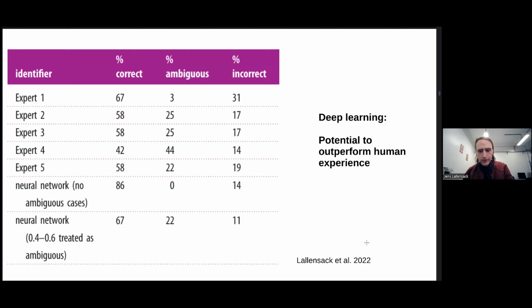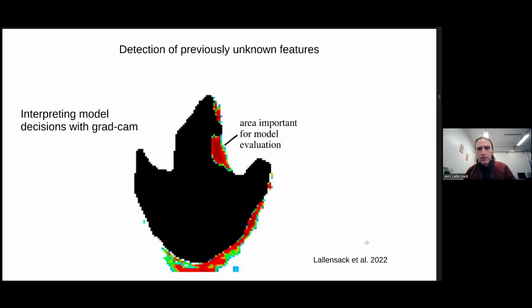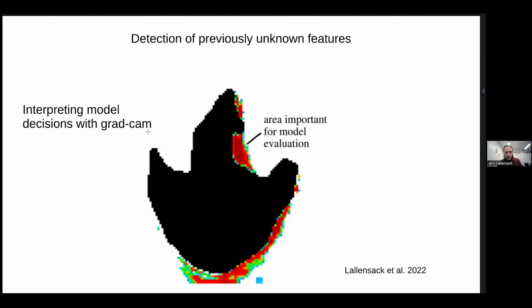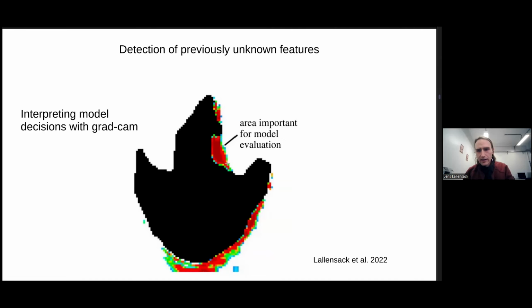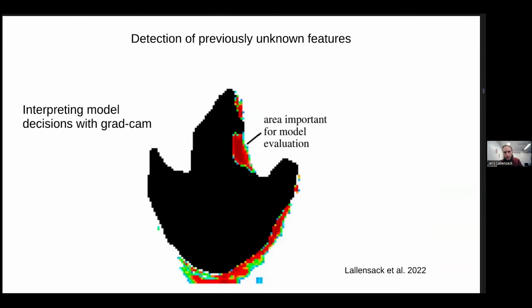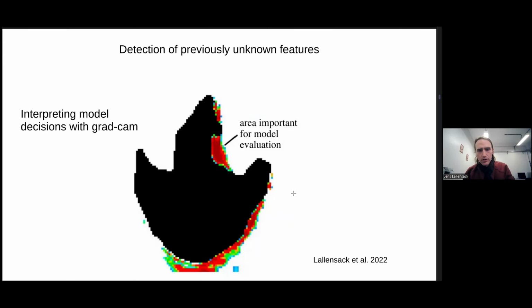So this shows there's quite some potential in machine learning. And the model even discovered a new feature that was not previously recognized to distinguish between these types of tracks, which is the curvature of the middle digit. We can also explore a little bit what the model has actually learned with a method called Grad-CAM, which can highlight the areas in the image that were important for the model's evaluation.